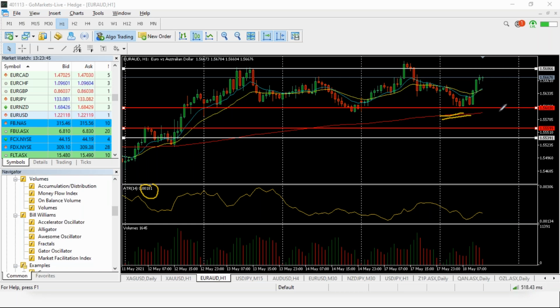Looking at where it is now, it's not interesting me. I'll come back and have a look when it starts to tackle 156.86. So about another 18, 19 pips above where it is now, and then we might start to get interested in it.